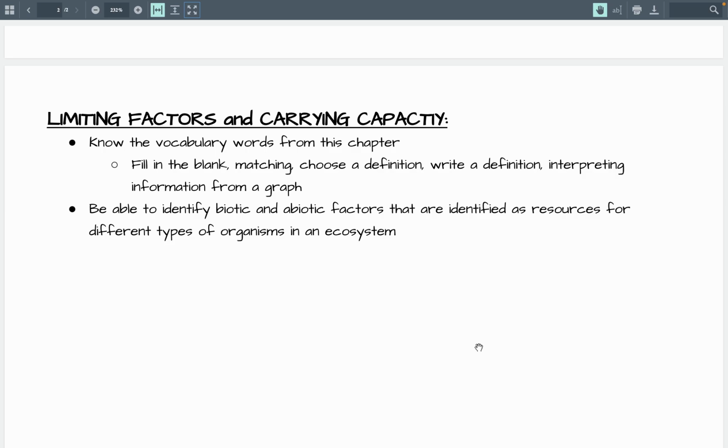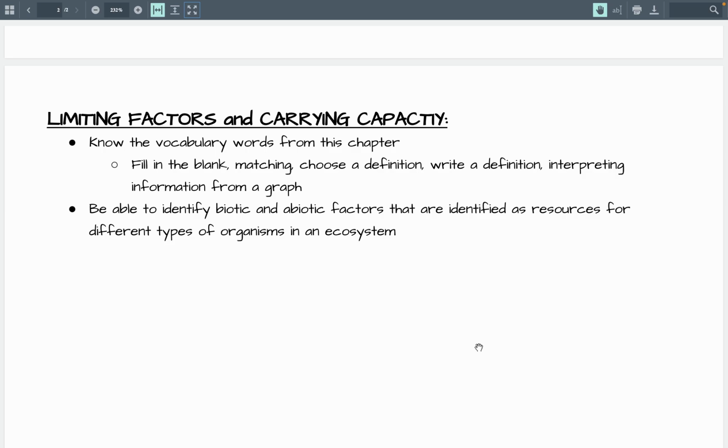And then the last little chapter we had was limiting factors and carrying capacity. So again, know the vocabulary words from this chapter, be able to fill in the blank, matching, choose a definition, write a definition, interpreting information from a graph. I promise you I will have a graph that shows limiting factor and carrying capacity of a population. And I will ask you, like, what is the carrying capacity of this population? And you'll have to look at the graph and determine what that is.